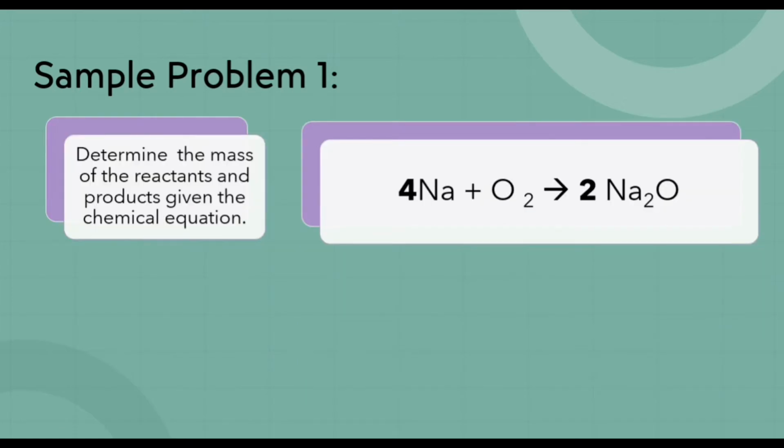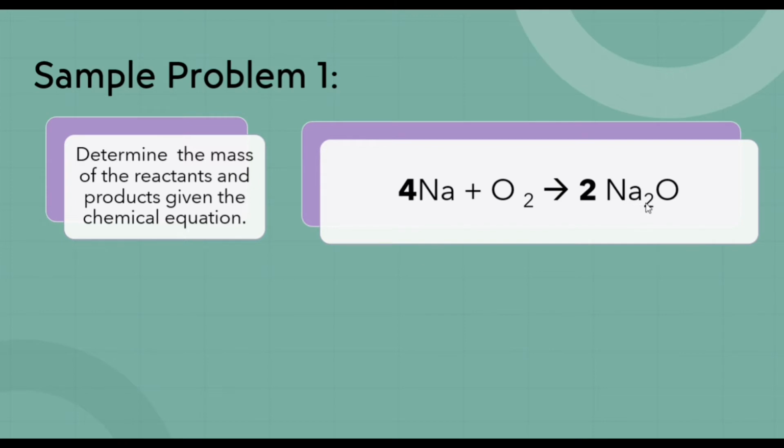So let's have sample problem number 1. Determine the mass of the reactants and products given the chemical equation. So we have sodium plus oxygen, then it will produce sodium oxide. Here we already have a balanced equation. We have 4 moles of sodium for every 1 mole of oxygen and 2 moles of sodium oxide.